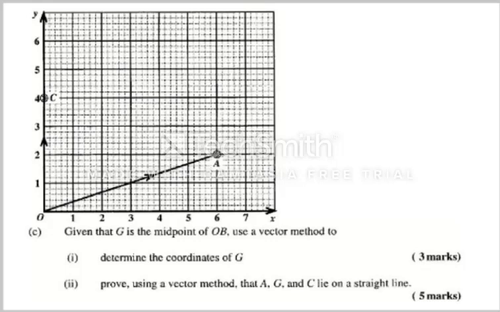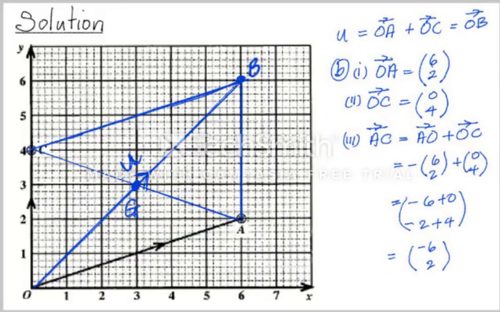Then it says prove using a vector method that A, G, and C lie on a straight line. Essentially, if two vectors form a straight line, the two vectors must be parallel and they must share a common point. Since it is A, G, and C, I need to find the vector AG because I already found the vector AC.